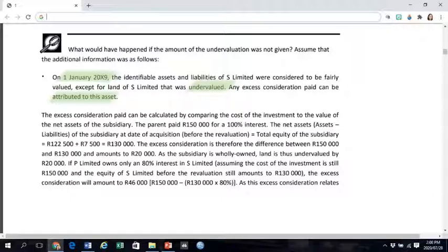Typically, if the parent pays more for his portion of the net assets of the subsidiary, there would be goodwill. The excess would be classified as goodwill. This sentence tells you there's no goodwill. The excess relates to the undervaluation of the land. Let's use the at acquisition section of an analysis of equity to calculate this amount.